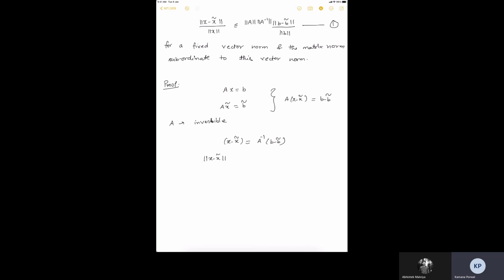If I multiply A inverse to b minus b tilde, this is going to be my x minus x tilde, right? And from here, if I take the norm of this, it is the norm of A inverse times b minus b tilde. By the property of the matrix norm, this is less than or equal to the norm of A inverse into the norm of the vector b minus b tilde. Okay?